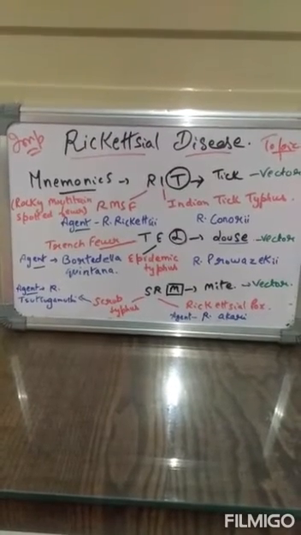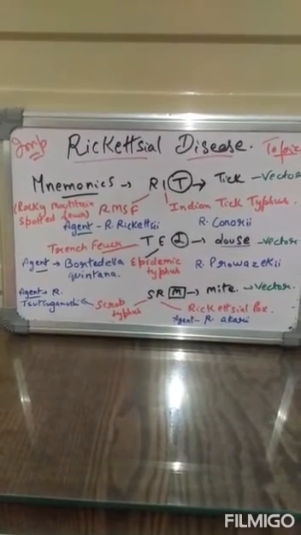M is for mite, which is the vector for SRM.